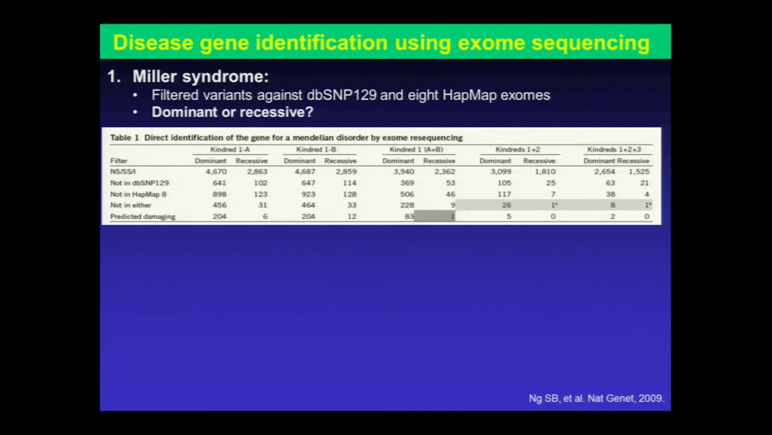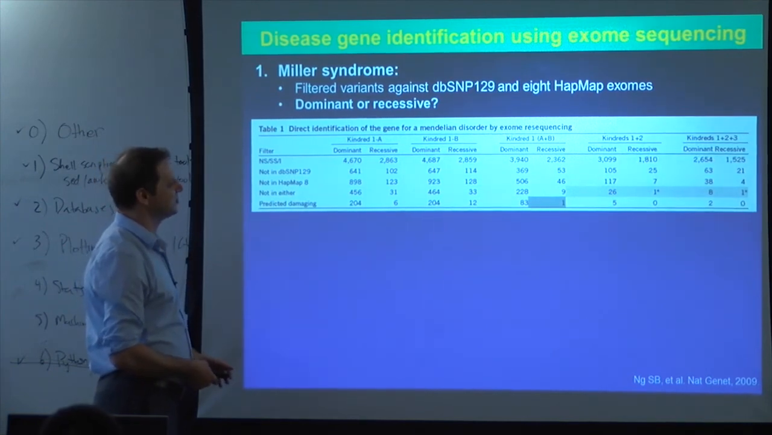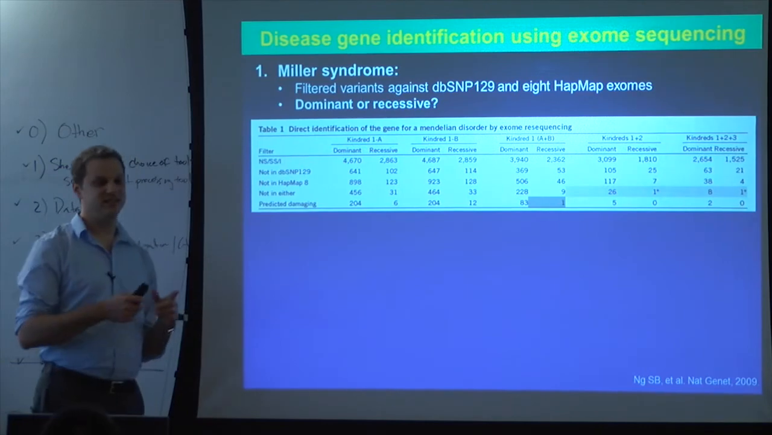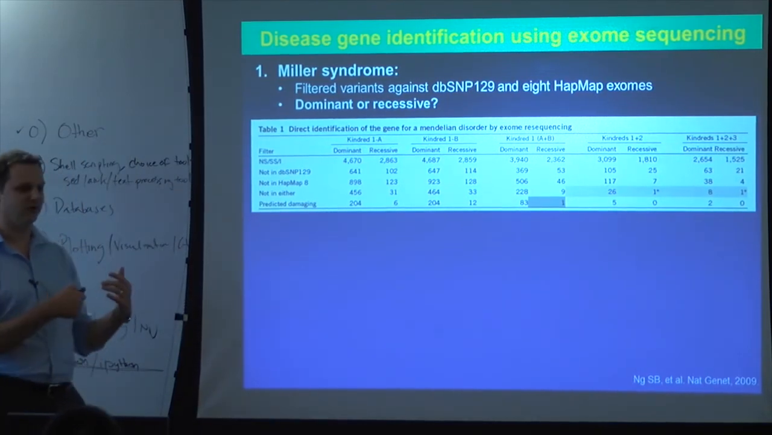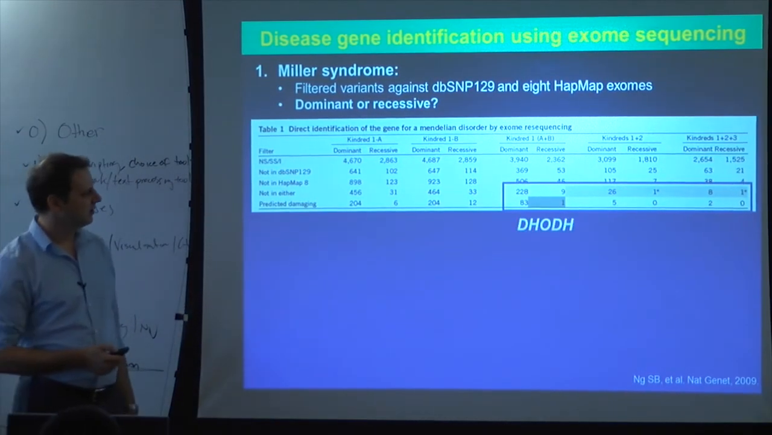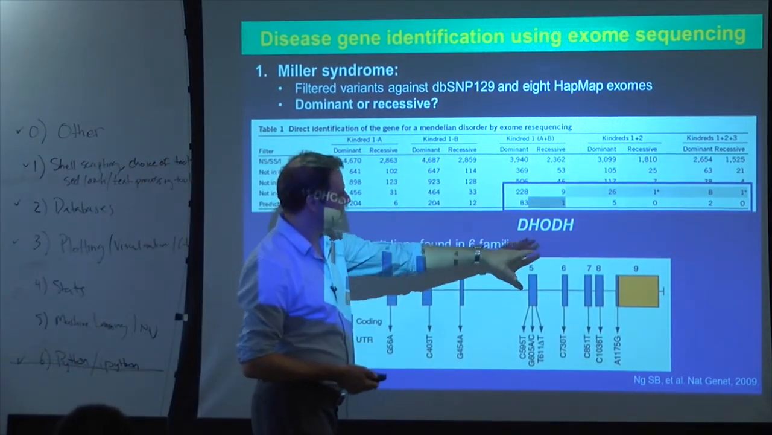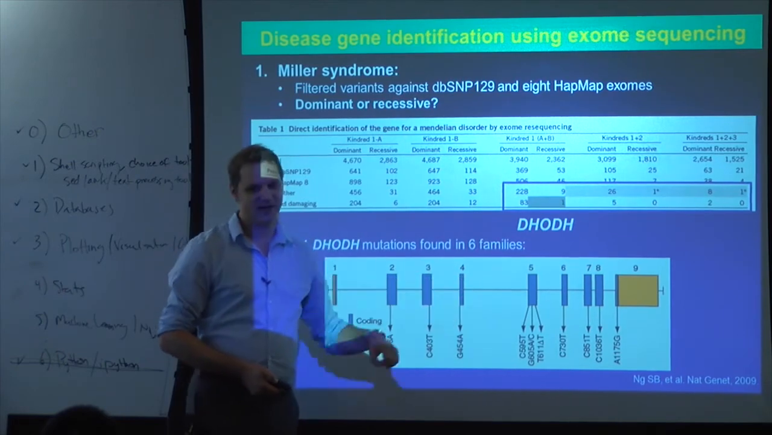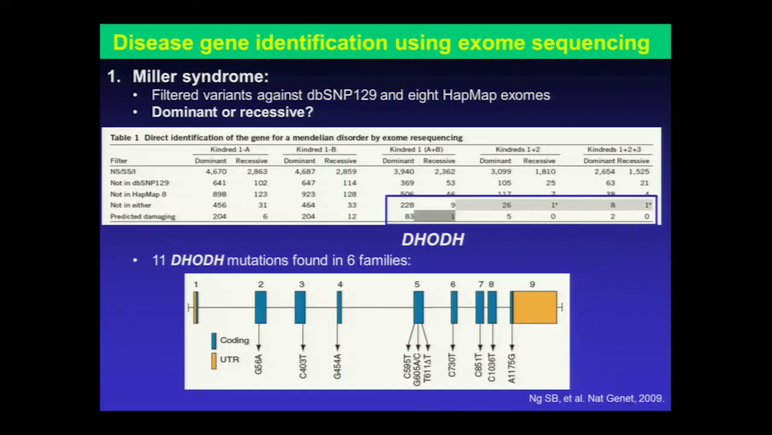Removing variants that were found in normal individuals, like from HapMap, and predicted to be damaging, they could get down to just a single gene that was shared across all affected people and not found in normal controls. They identified this gene, DHODH, and when they went to additional families, they found those also have mutations in that same gene. So in some cases, if you get lucky, you literally only need two or three people that have some shared phenotype, and you can identify a disease gene using this kind of approach.